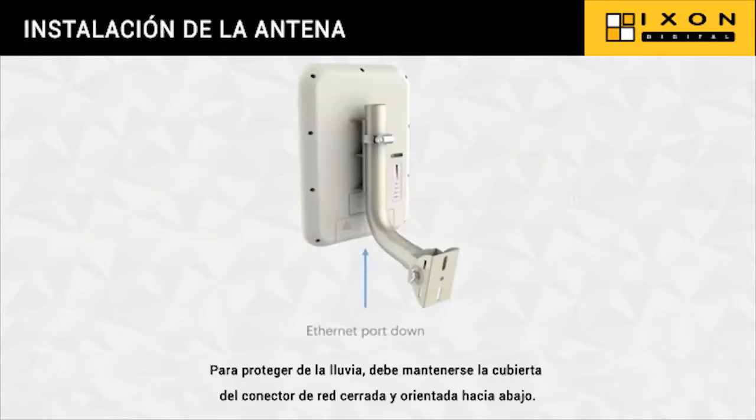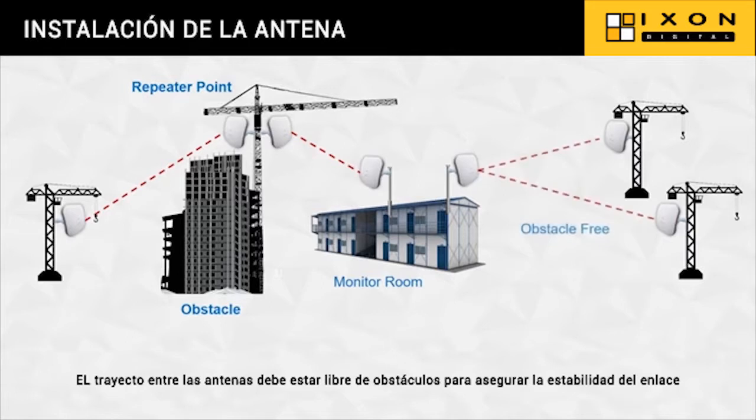to protect it from the rain. We should keep the cover closed and the network port facing down when installing. The same group of AP and CPE must be free from obstacles to ensure transmission stability.